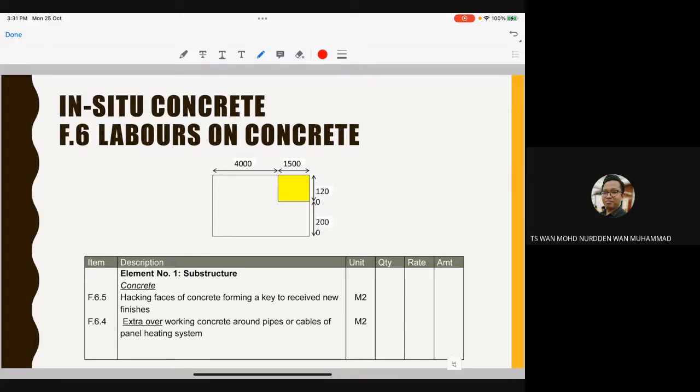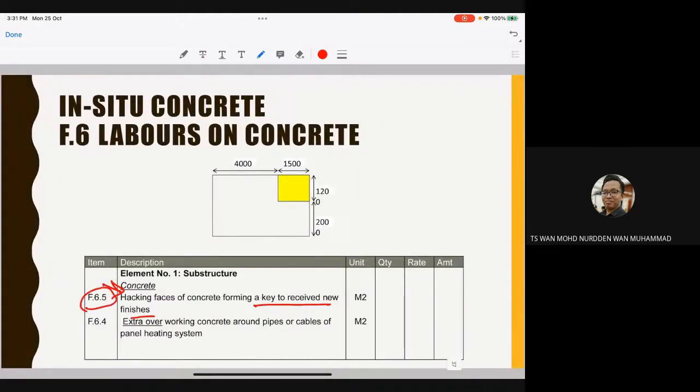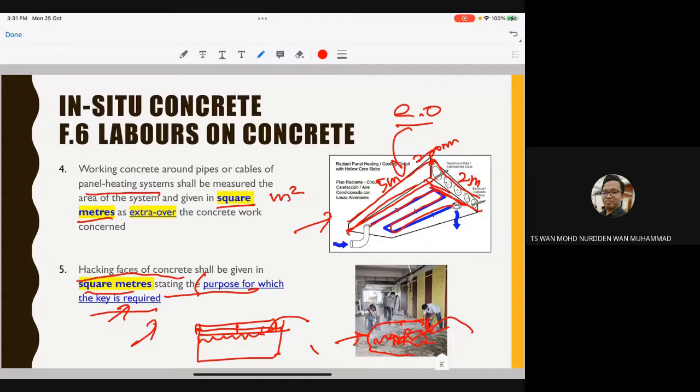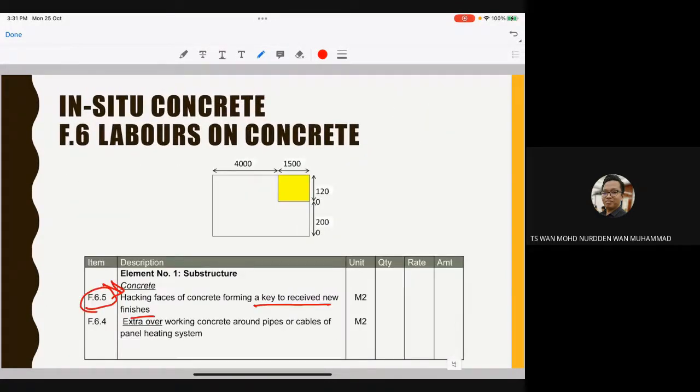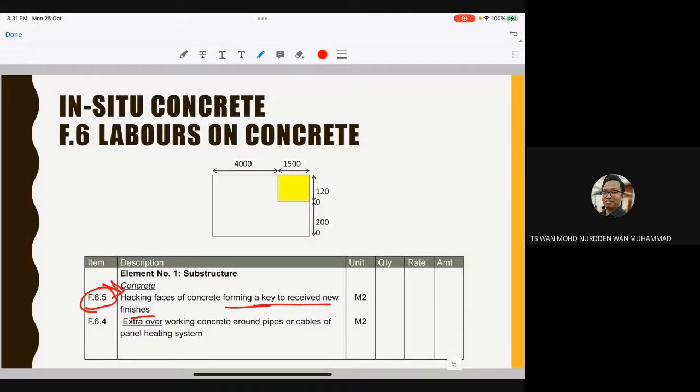Ni nampak ni. Hacking faces of the concrete forming a key to receive new finishes, in meter square lah. Okay. Extra over working concrete around pipes and cable of panel heating system. Yang ni untuk yang ni lah. Okay. Tapi untuk yang ni, yang F6.5 ni, yang untuk yang ni lah. Okay. Hacking. Kenapa kita hacking? Forming a key. A key tu yang ni lah, a key. Okay. Purpose for which the key is required. Forming the key to receive new finishes.